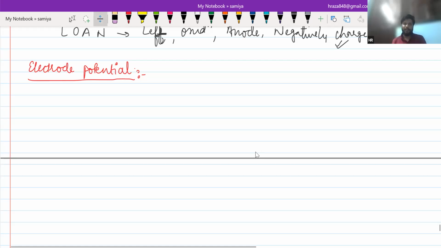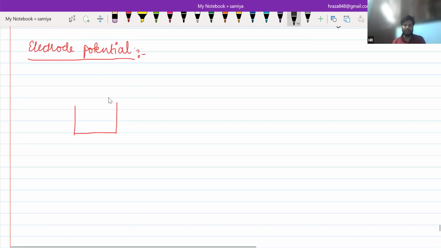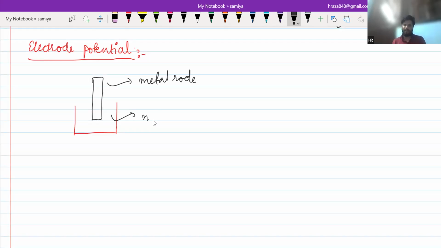No problem. Electrode potential. See, I'm going to define what is electrode potential. This is a container in which an aqueous solution of a salt is present, and this is the electrode, a metal rod, and here metal ions are there. You can consider for your comfort that this is made up of zinc. Now what happens? Let the metal oxidize.